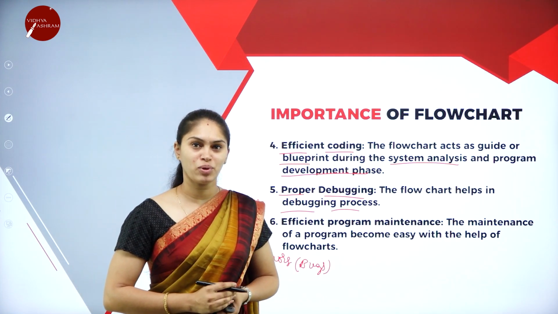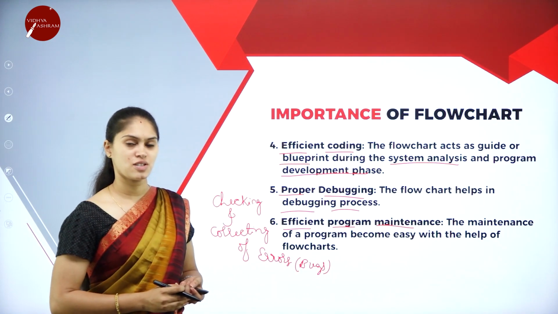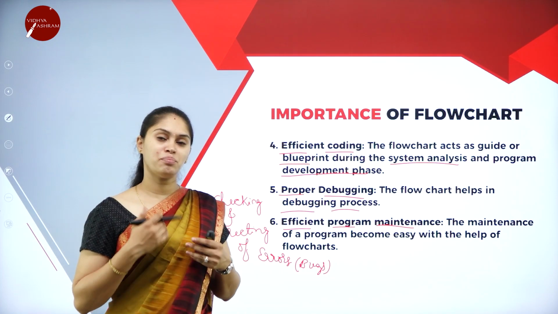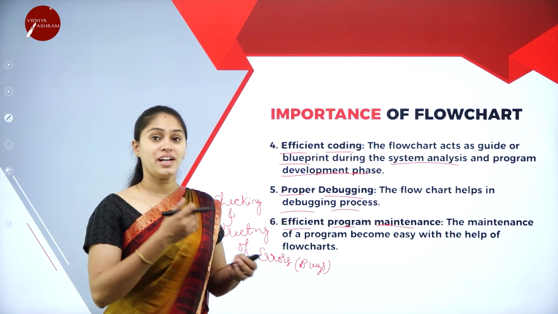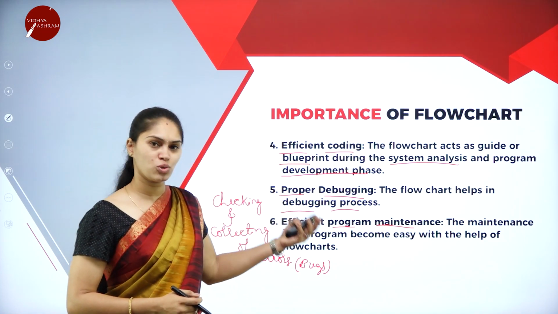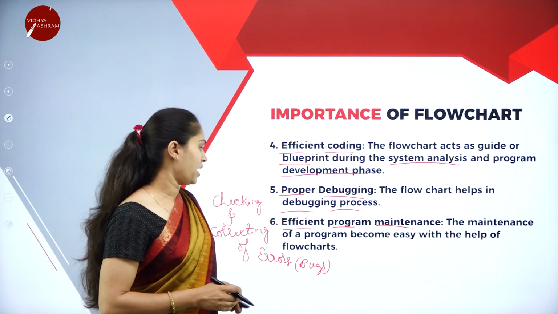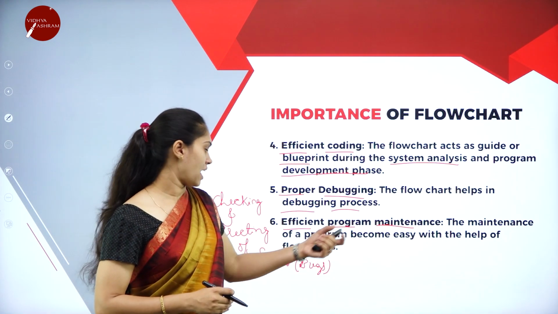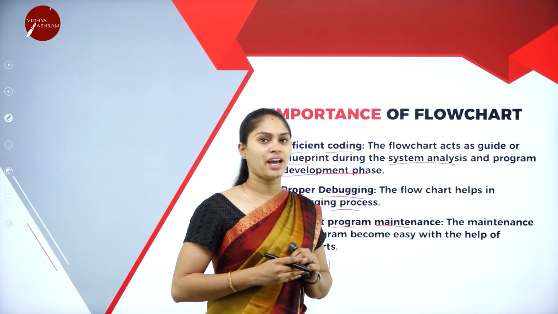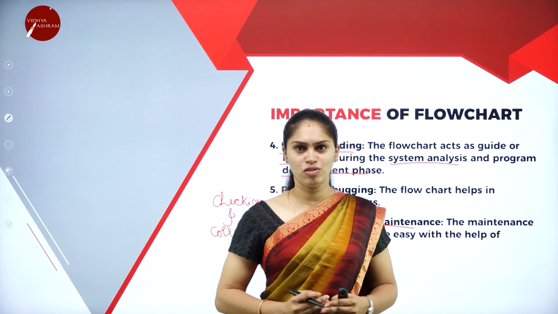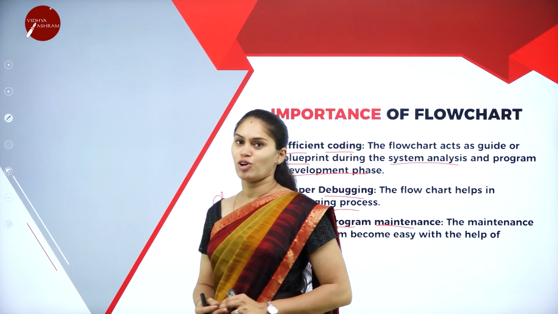So what is the last importance of this flowchart? That is efficient program maintenance. As I discussed, it has proper documentation. If it has proper documentation, it can be maintained very well. How does it work as proper maintenance? The maintenance of a program becomes easy with the help of this flowchart. That means if I want to add any extra features to the already existing flowchart, that can be done easily. So these are the importance of a flowchart.